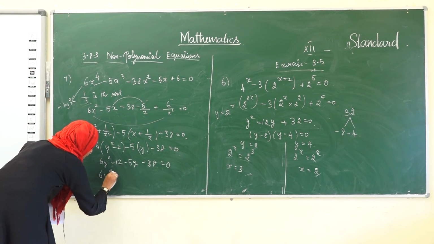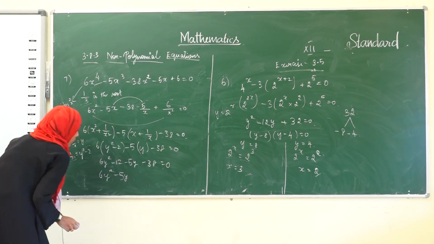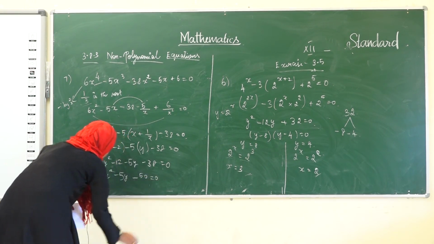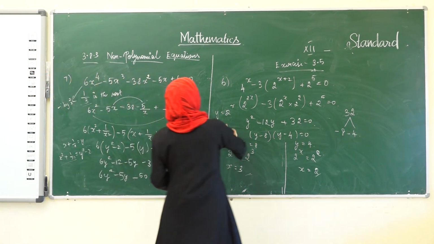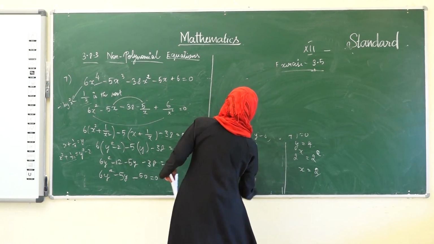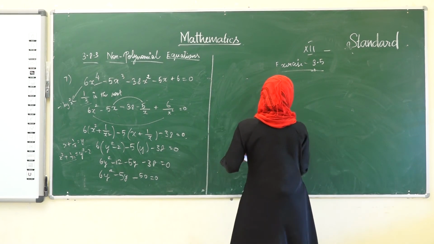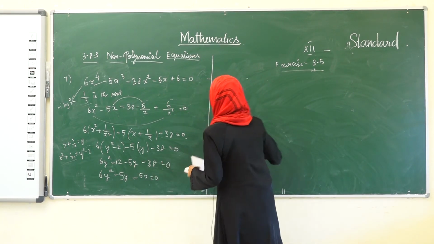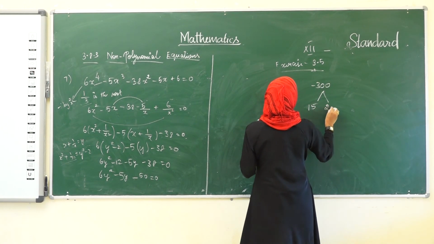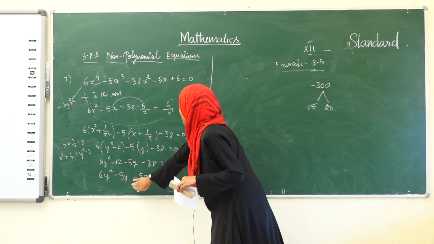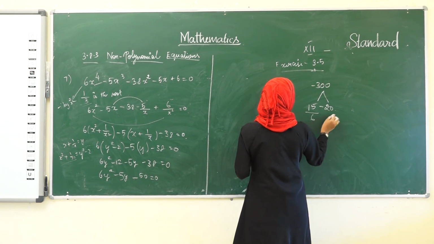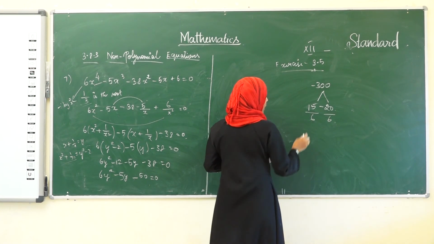Therefore 6y square minus 5y minus 50 equal to 0. Now we got the quadratic equation. We are going to factorize this. See, 6 into 50 is 300, that is minus 300. We know 15 into 20, on adding this we should get minus 5. Therefore here we get minus 5 here, divided by 6.